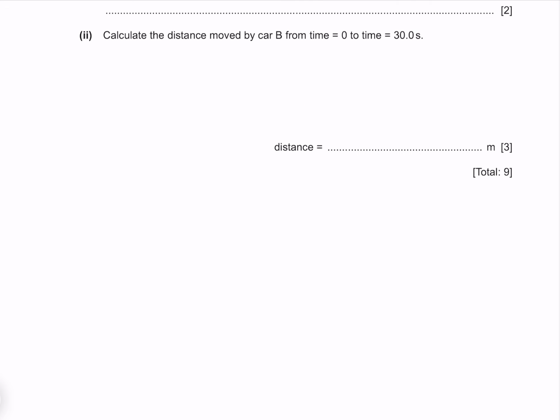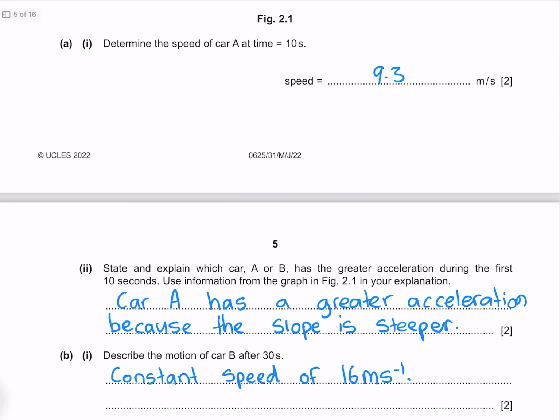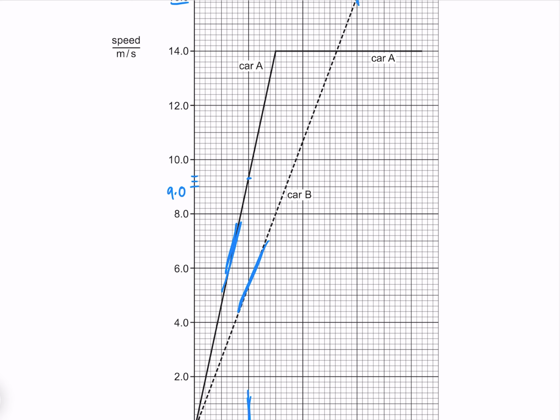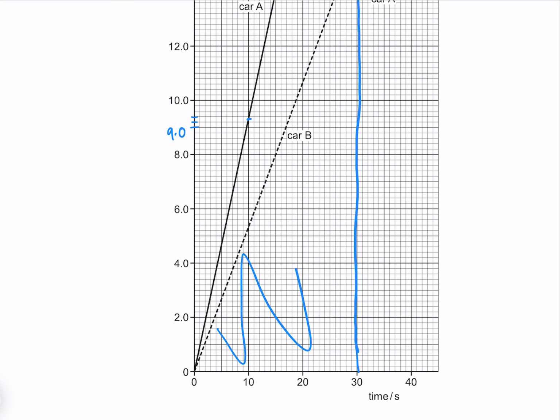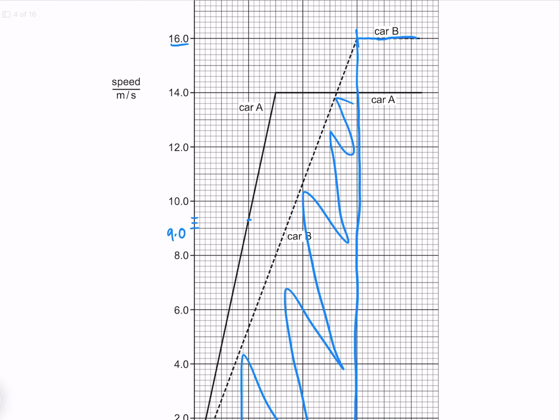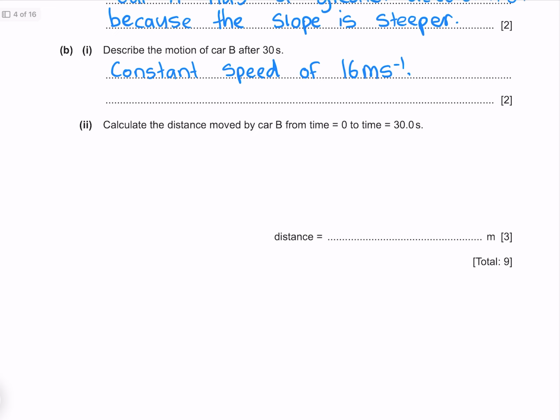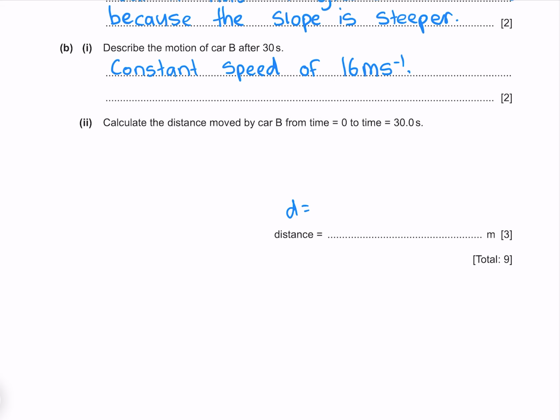Calculate the distance moved by car B from time equals 0 to time equals 30 seconds. The distance travelled on a speed-time graph is the area underneath the graph, which is this area here. As you might note, this represents a triangle with a base of 30 and a height of 16. The area of a triangle is given by the equation half base times height, where our base is 30 and our height is 16, which gives me 240 meters.